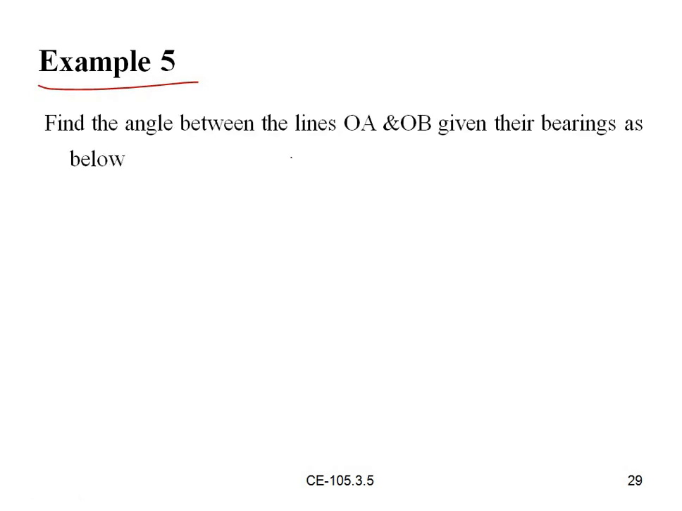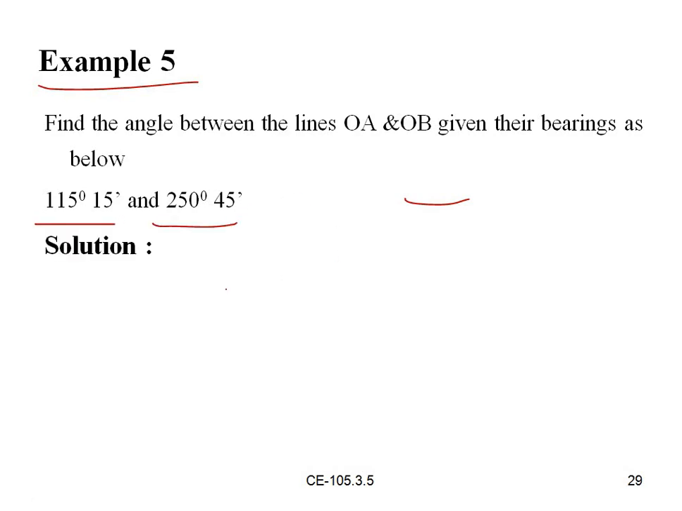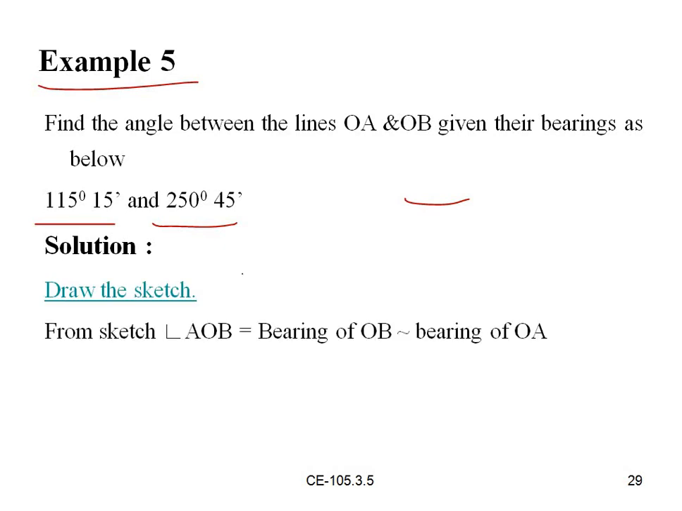So here, example 5. We have to find the angle between the lines OA and OB given their bearings as below: 115 degrees 15 minutes and 250 degrees 45 minutes. Solution. Draw the sketch. For every question we have to draw the sketch compulsorily so that we can understand very easily.